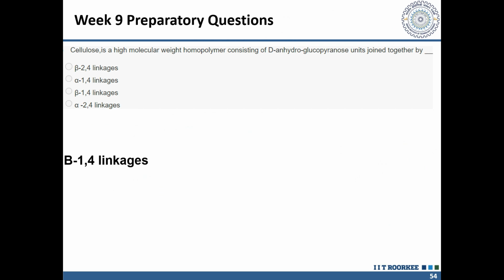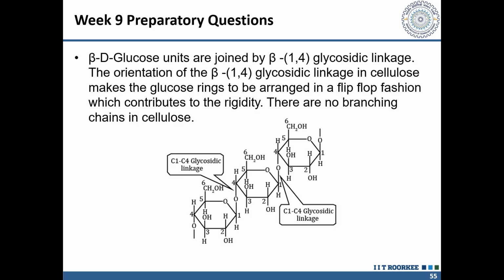So cellulose is a high molecular weight homopolymer consisting of D-anhydroglucopyranose units joined together by, we have seen, beta 1,4 linkages. So this is the particular chemical structure of cellulose, and we can see how it connects.